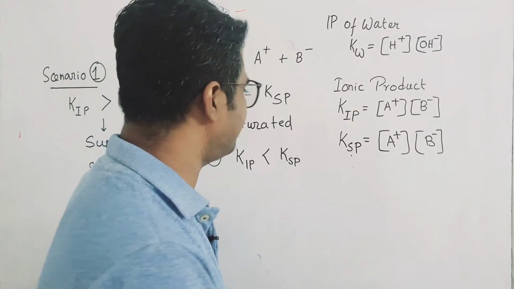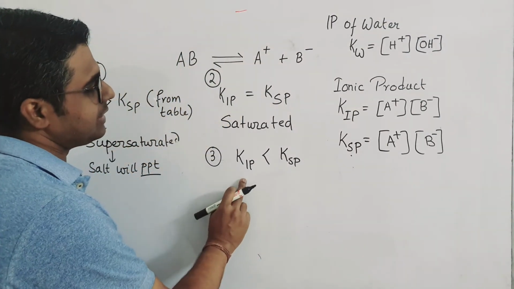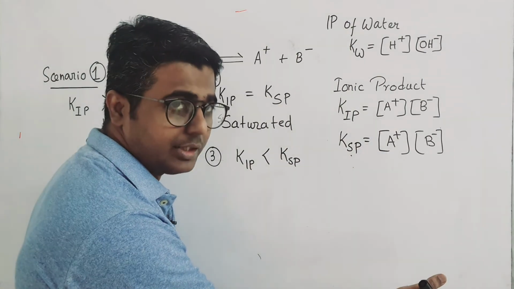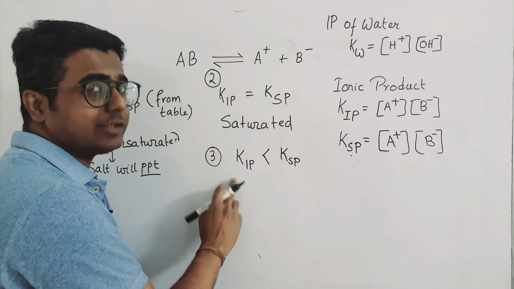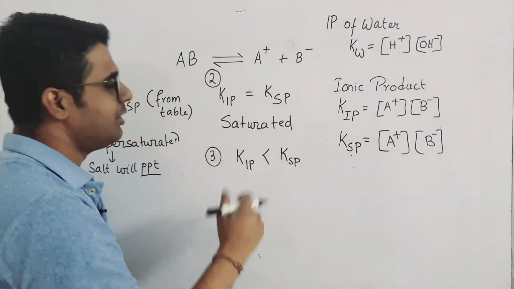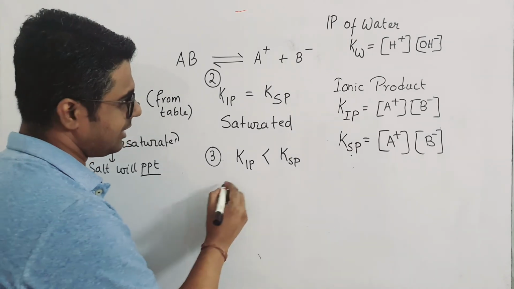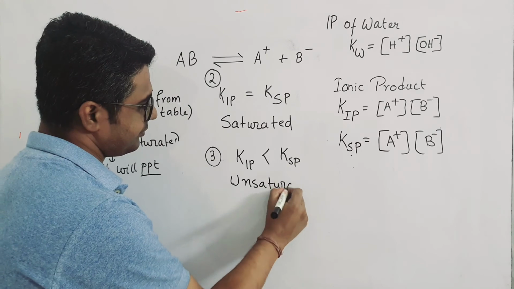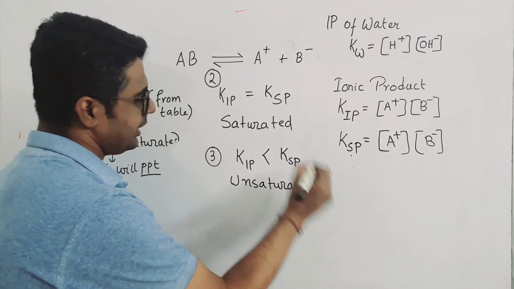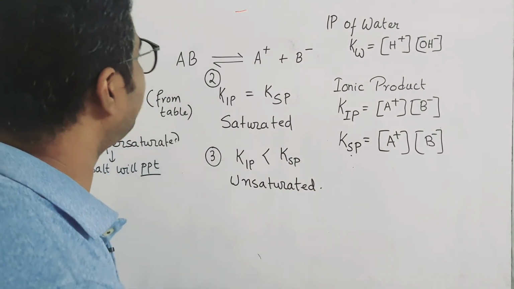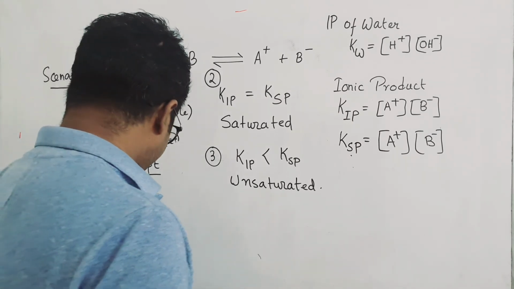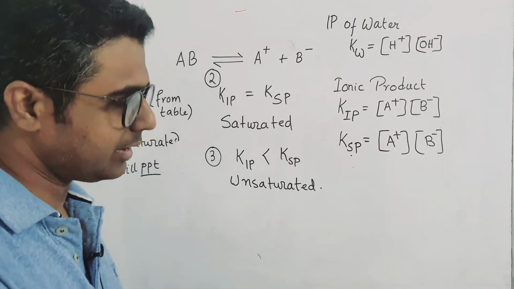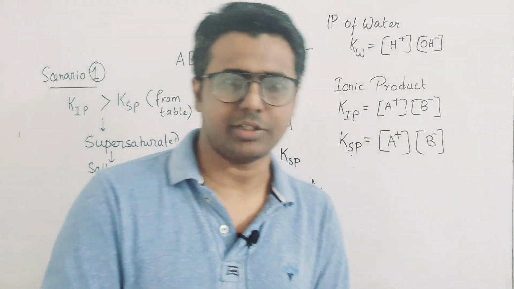Same as chemical equilibrium. So if this is less than this, that means the ionic product has not reached the solubility equilibrium. The quotient has not reached the equilibrium constant, which means that it is an unsaturated solution. Clear? I hope this is clear to you at this moment. So this is how you understand, by comparing the ionic product and the solubility product, whether the salt solution is saturated, unsaturated or supersaturated.